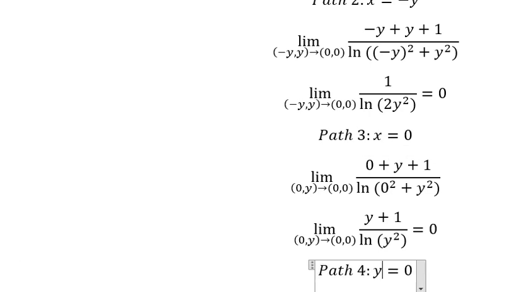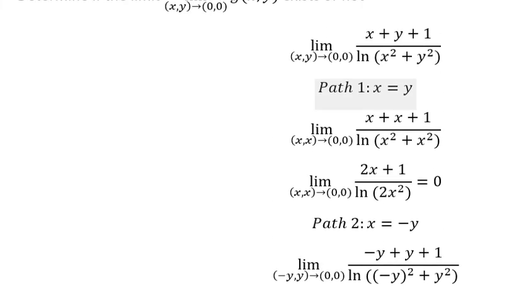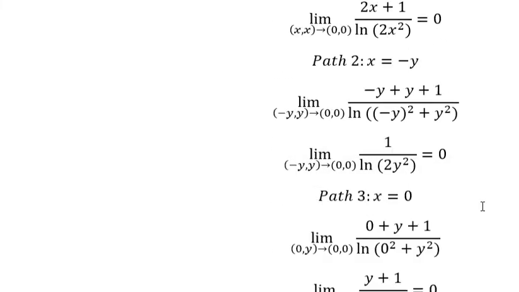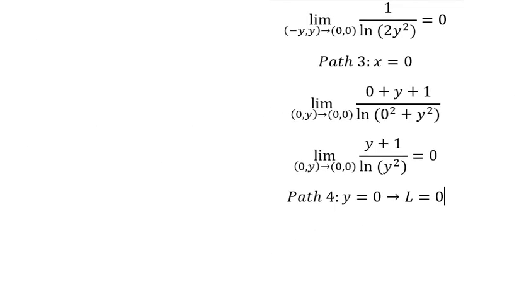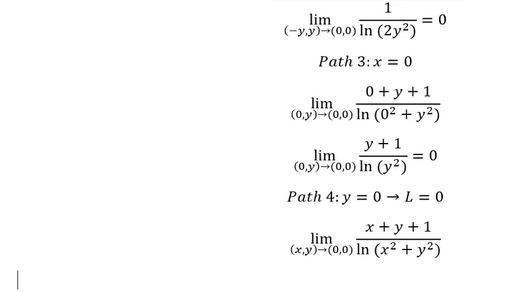y equal to number 0. This one we do the same and you get the limit equals number 0. And we can say that all of them equal number 0. That means the value of this limit equals number 0.